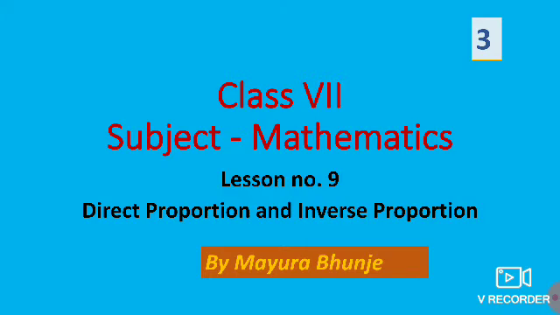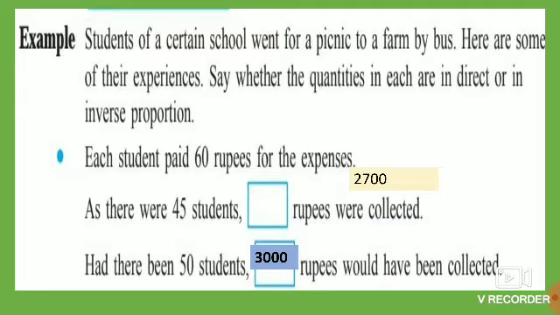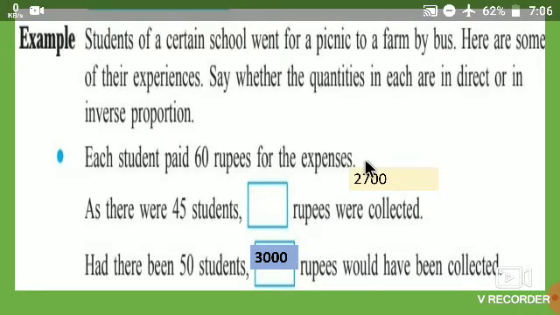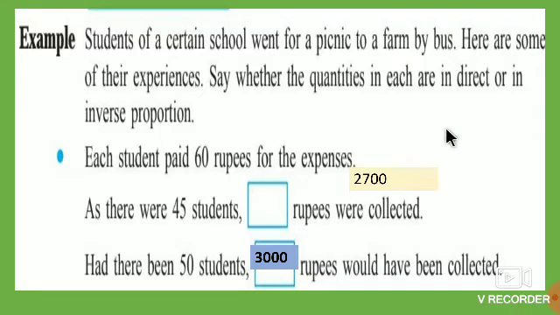Direct proportion and inverse proportion, part 3. Students of a certain school went for a picnic to a farm by bus. Here are some of their experiences. Say whether the quantities in each are in direct proportion or in inverse proportion. We have to identify whether between the two quantities there is a direct proportion or an inverse proportion.